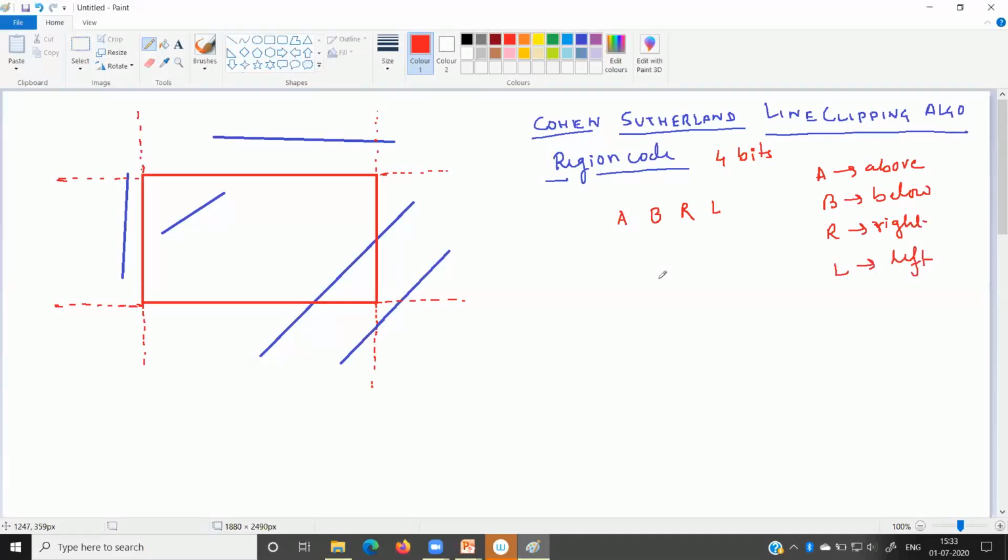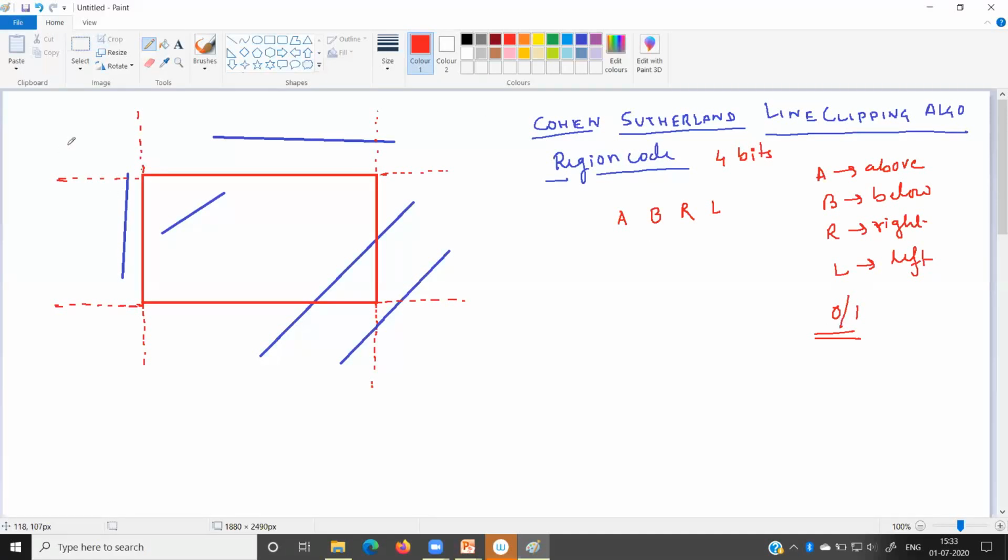If a region belongs to the left side of the clip window, then for that particular region the L bit will be set to 1, otherwise 0. Each bit is either 0 or 1. It will be 1 if the condition is satisfied, otherwise it will be 0.